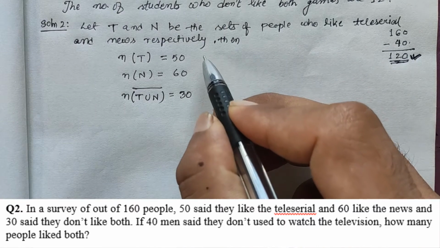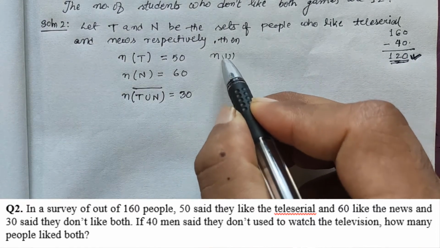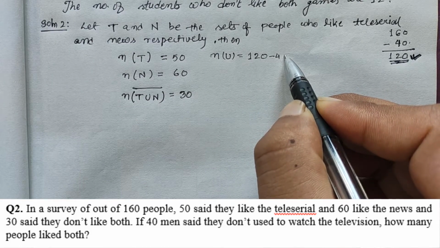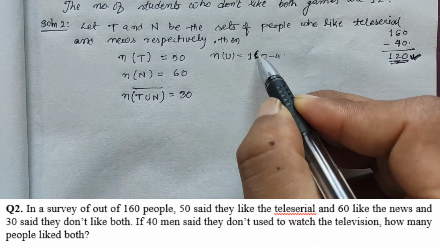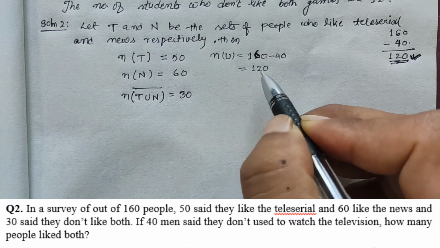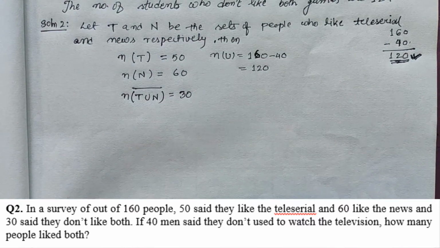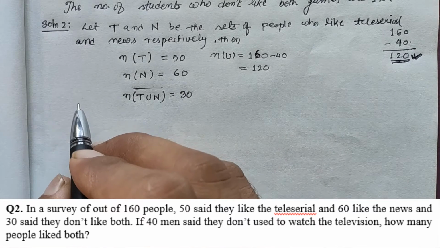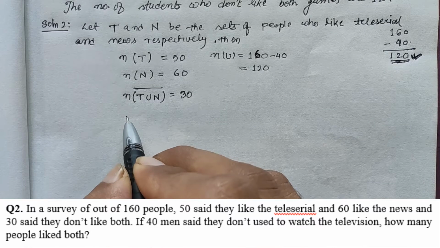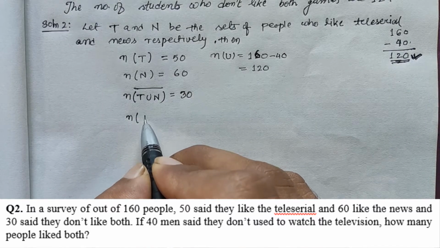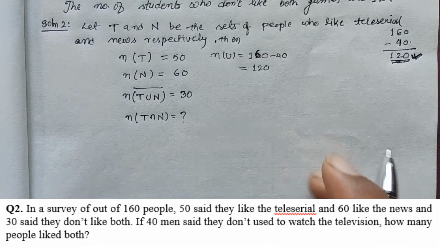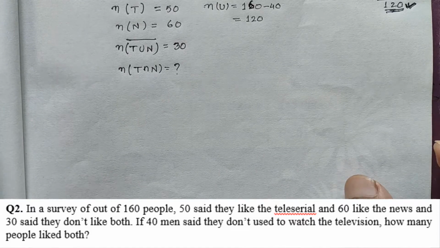So our NU is given. NU is 120 minus 40. Sorry, 160, not 120. 160 minus 40, which is 120. So it is our universal set that we are going to use here. Then it says how many people liked both. The question says to find like both, which means to find the intersection. So T intersection N is what you have to find. Okay, let's start to solve it.